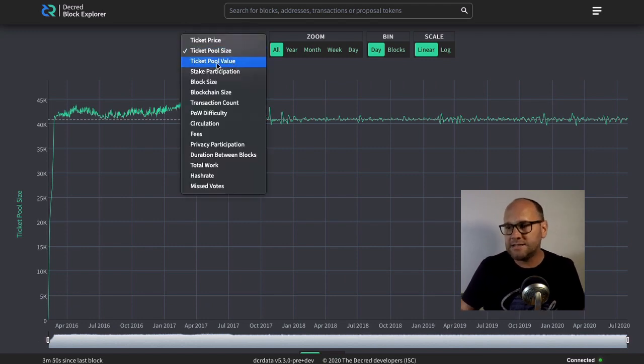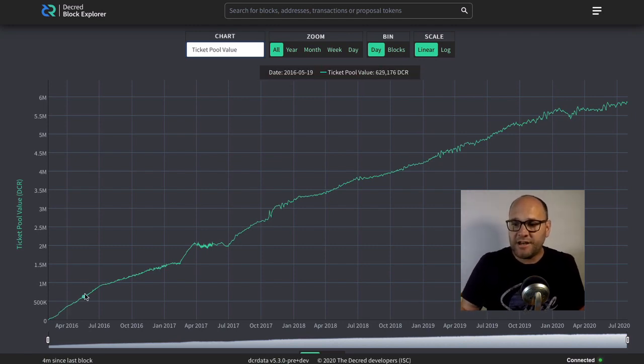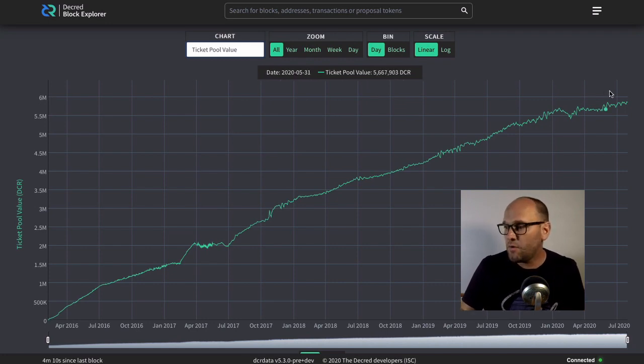The next one here is the ticket pool value, and it tells you how many Decred are being used at any one time to buy tickets. As you can see, as the chain has grown, so has the number of tickets in circulation, and we're currently at this point here, which is just below 6 million Decred being staked into tickets. Decred currently has just below 12 million coins in circulation. So half of the supply is being used for tickets. As you can see, the sentiment for buying tickets and voting is really high.